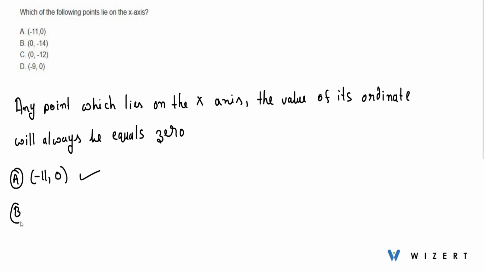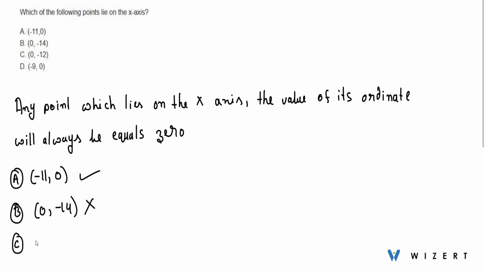Now for point B, we have 0 comma minus of 14. Here the value of abscissa is 0, but the value of ordinate is not 0. But it is a required condition, or rather we can say that it is a must condition that the value of ordinate must be 0 in order to lie on the x-axis. So this point will not lie on the x-axis.